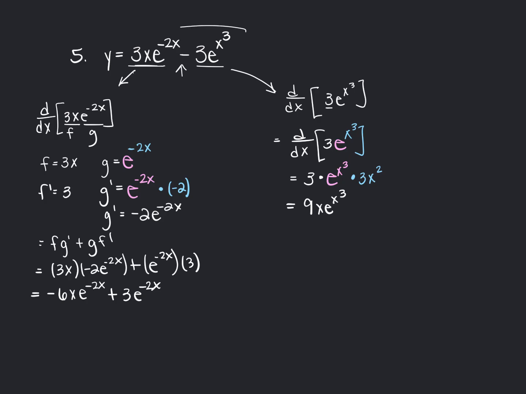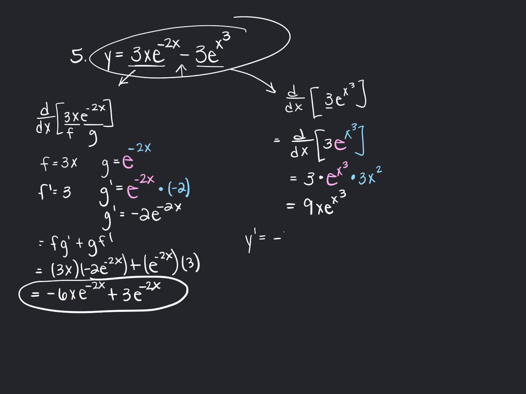So if you remember, in my original problem, I'm subtracting. So since I'm subtracting, when I take their derivatives, I need to be subtracting their derivatives. So I'm going to have y prime is equal to the derivative of that first term, which is negative 6x e to the negative 2x plus 3e to the negative 2x, okay? And then I'm going to subtract 9x e to the x cubed, okay? Oh, 9x squared. I left it off because it was 3x squared times 3. My apologies.